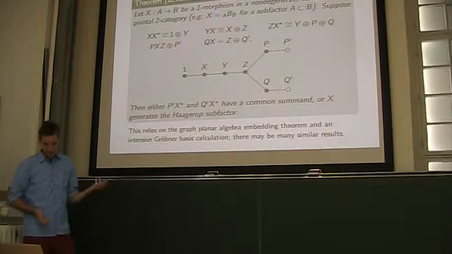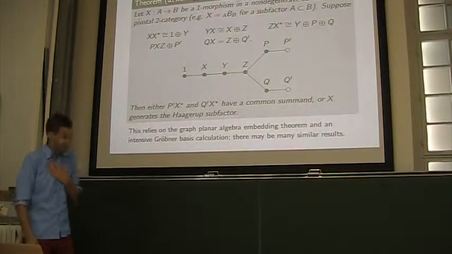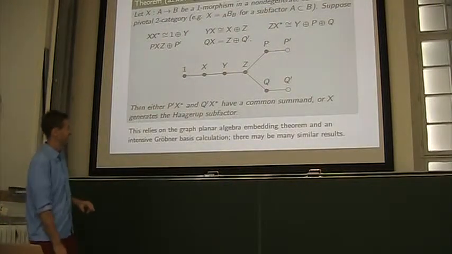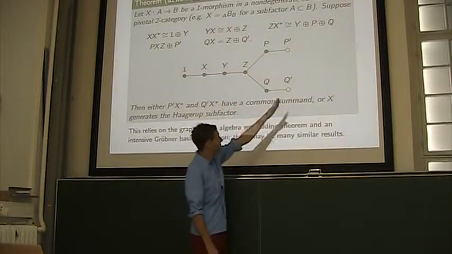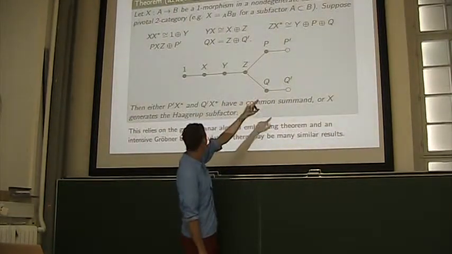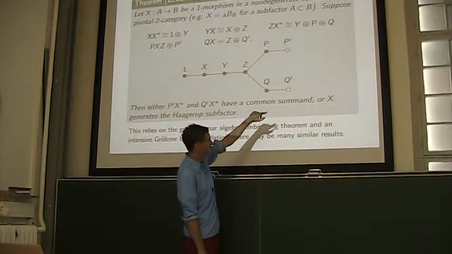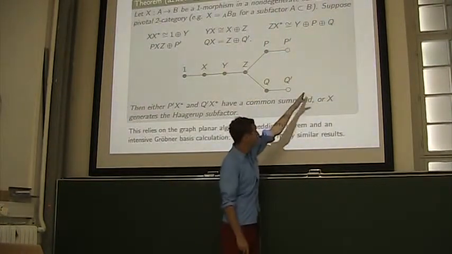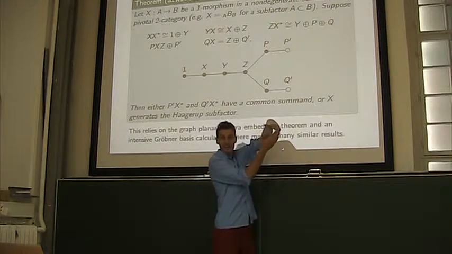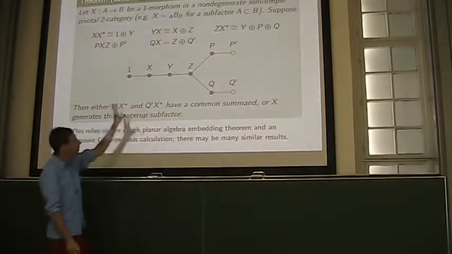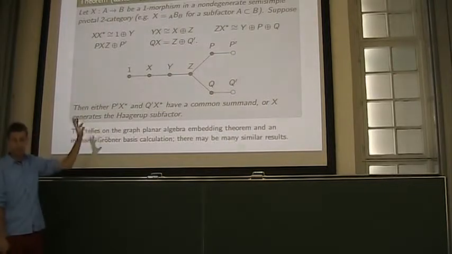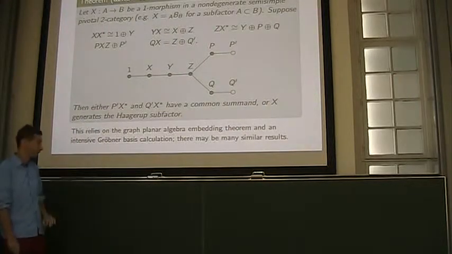Okay, so the thing that you can prove is that there's a dichotomy. When you look at the next step of this principal graph, look at what P prime tensor X dual and Q prime tensor X dual look like. Either they have a common summand, i.e. this graph comes back together in the next step, maybe there's more stuff as well, but this comes back together. Or this category you're looking at comes from the Haagerup subfactor. It's one particular image.